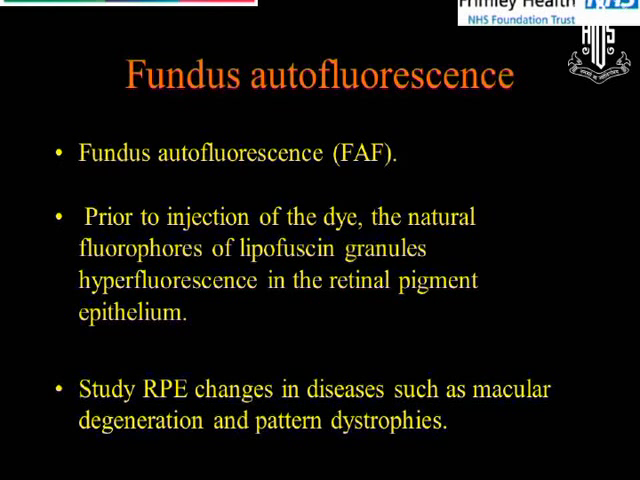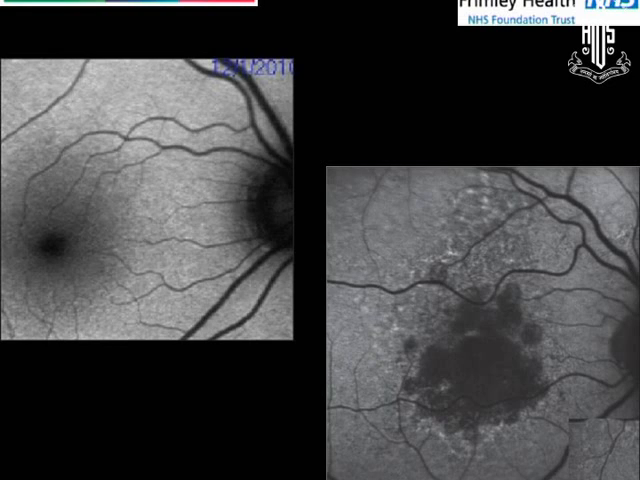Fundus autofluorescence. This is a technique where, prior to the injection of fluorescein dye or any other dye in the eye, the natural fluorophores of lipofuscin granules hyperfluoresce in the retinal pigment epithelium, and this is a very good technique of studying your retinal pigment epithelium. This is widely used in recording changes like, for example, geographic atrophy. There have been a lot of studies looking at fundus autofluorescence and geographic atrophy.